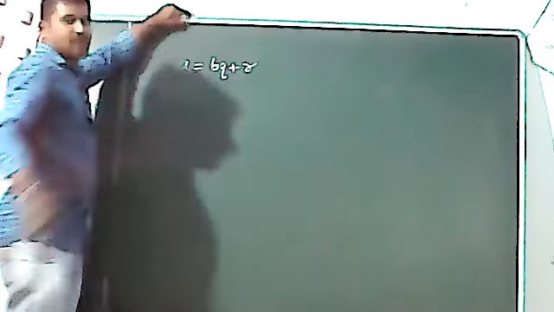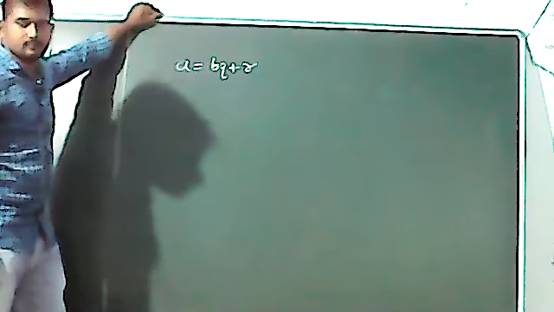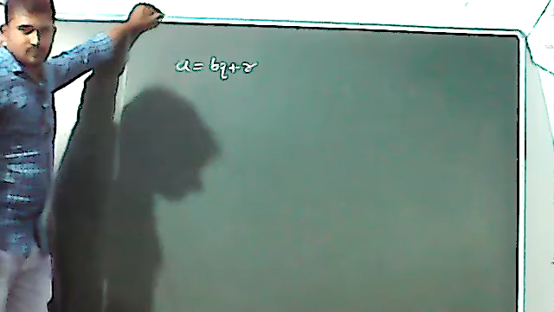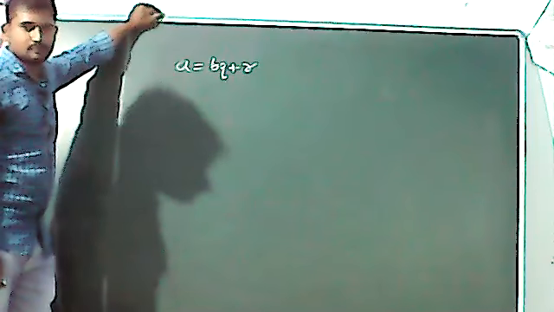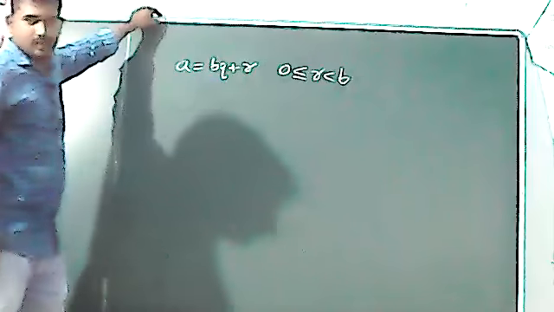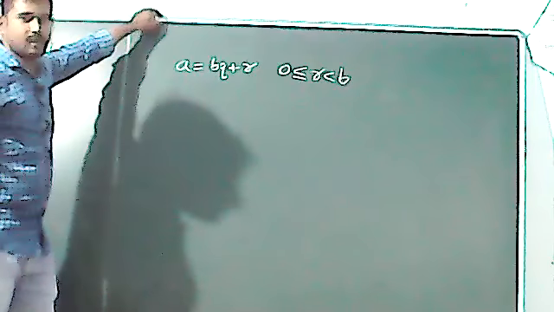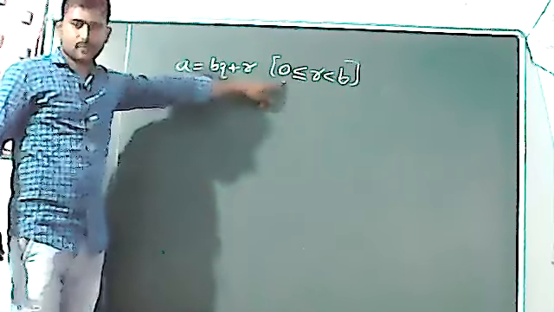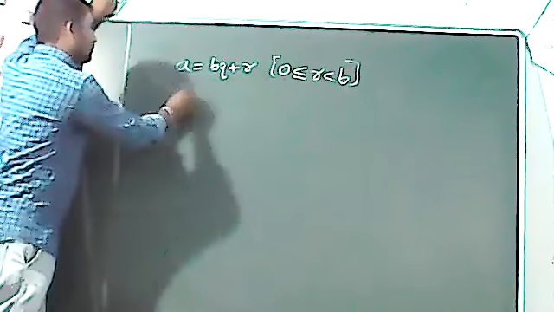And here we had one condition. What is that? Yesterday I told: 0 is less than or equal to R, and R is less than B. So 0 is less than or equal to R less than B. For the problem we are using this condition to find the HCF of any two positive integers.